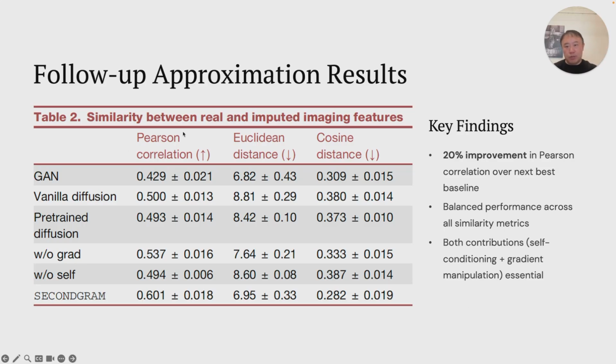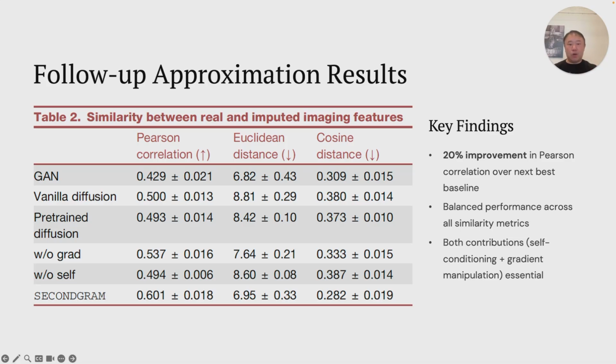The metrics we're using are Pearson correlation, the larger the better, Euclidean distance, the smaller the better, and cosine distance, also smaller the better. And we'll compare a whole bunch of different methods. SECONDGRAM outperforms the best baseline by 20% in Pearson correlation, for example. We also did an ablation study, comparing degenerate versions of SECONDGRAM without the self-conditioning or gradient manipulation. You can see that both technical components are quite essential. If you don't have them, the performance degrades quite a bit.